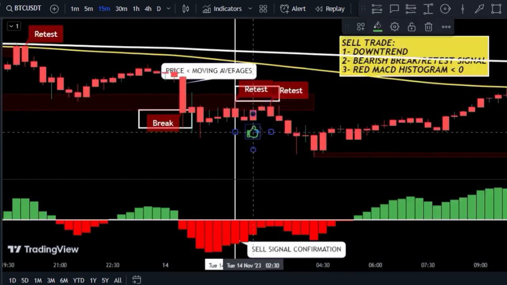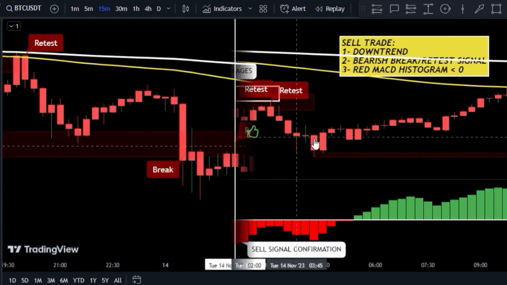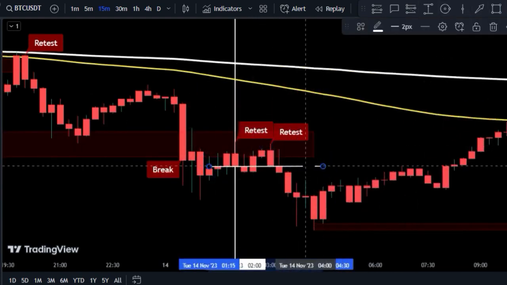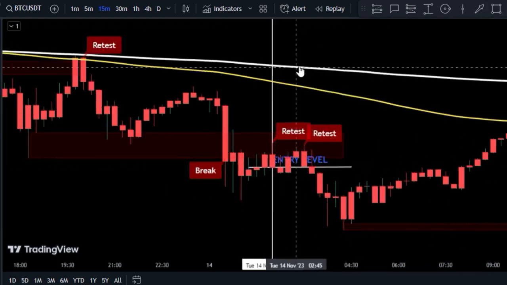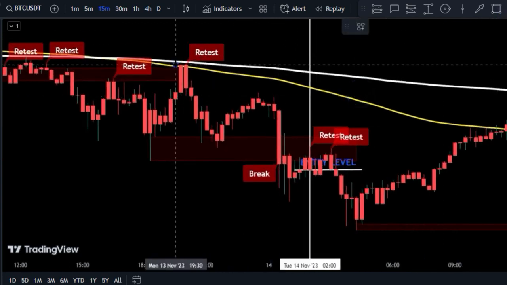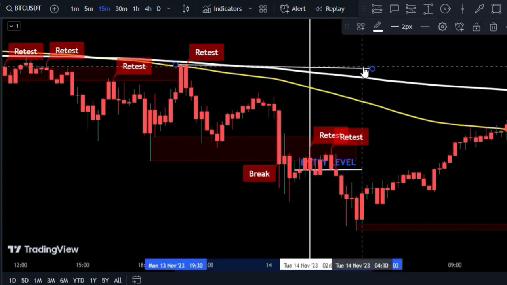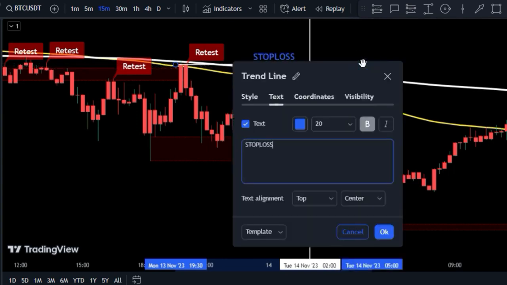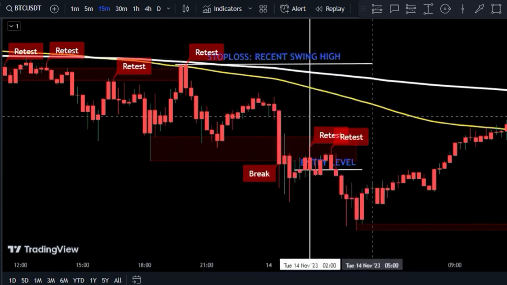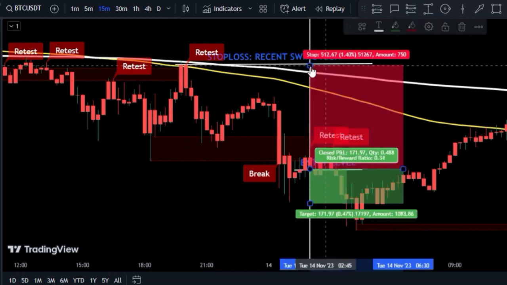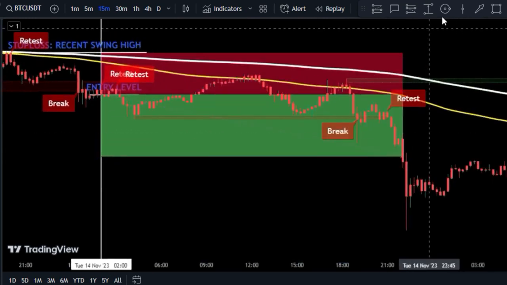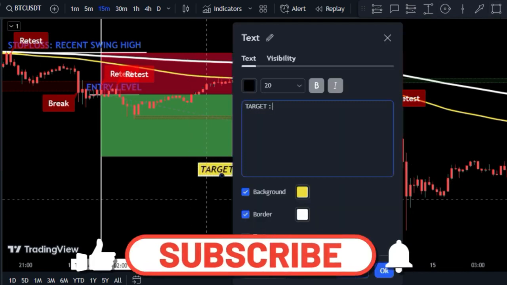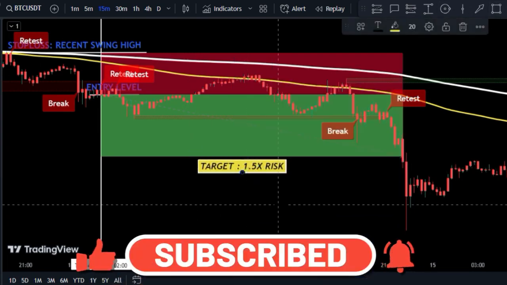If all these conditions are satisfied, you can consider entering a short trade. And it's important to protect your investment, so make sure to set a stop loss for your trade. You can use the recent swing high as a reference for this. As the trade target for this scalping strategy, you can consider a risk-reward ratio of 1 to 1.5. Which means that every dollar you risk, you aim to make $1.5 in profit.